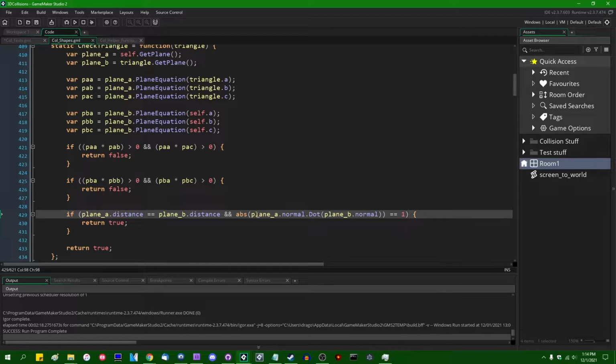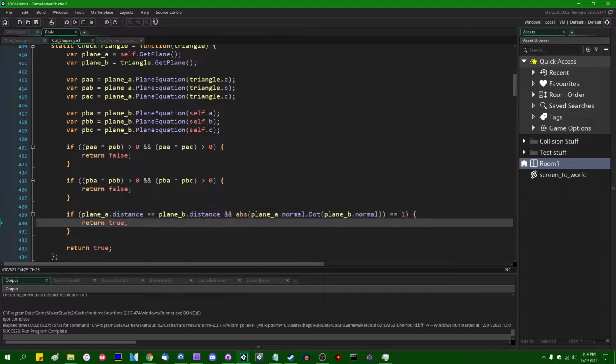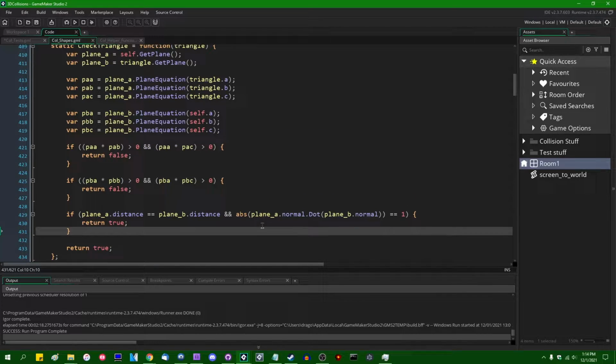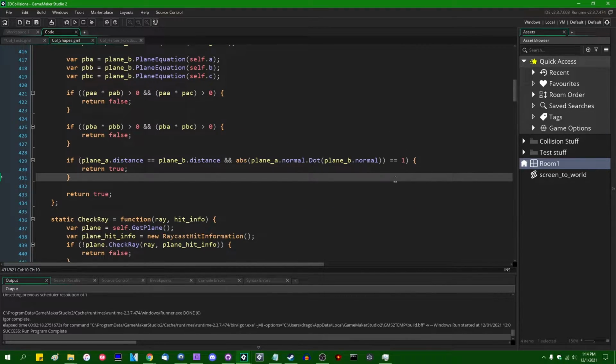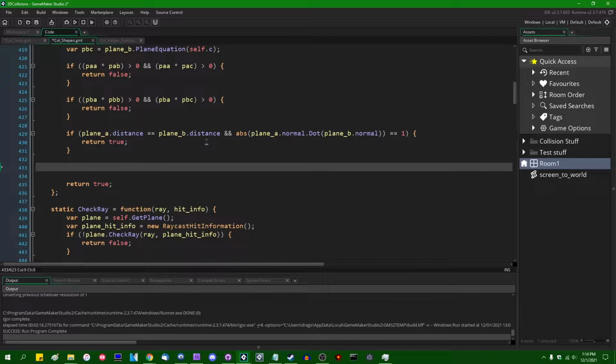And if that dot product is 1 or -1, and if you take the absolute value of that, if the absolute value of that dot product is +1, that means that the planes are in roughly the same place. We're just going to return true, and we will deal with this later. Next, we're going to use the separated axis theorem, the good old separated axis theorem for a little bit.